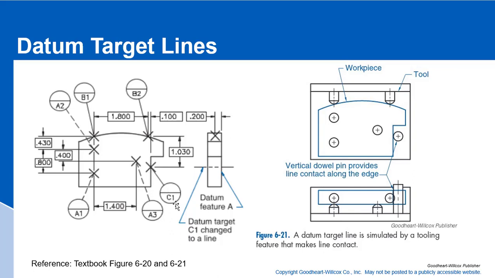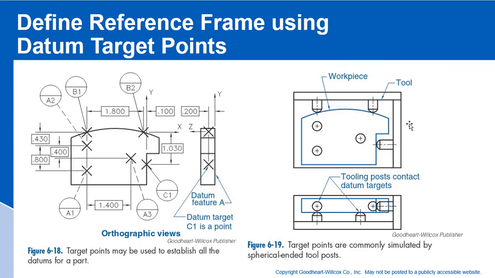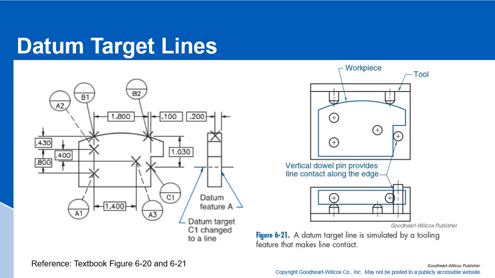datum target identification. It looks like a point on the surface, so a line at the end view kind of looks like a point. And then we've replaced our pin, which contacts it in a circular point, with the pin coming from the other direction, which contacts it in a line. So let's take a look at these two. There's the one with the point contact. There's the one with the line contact.